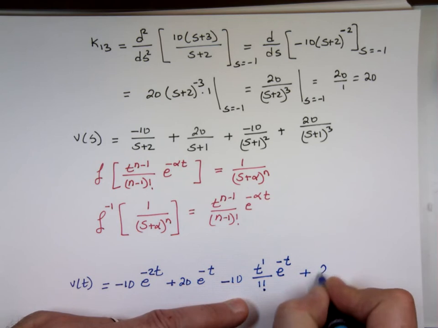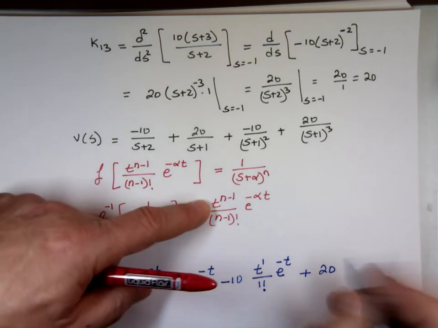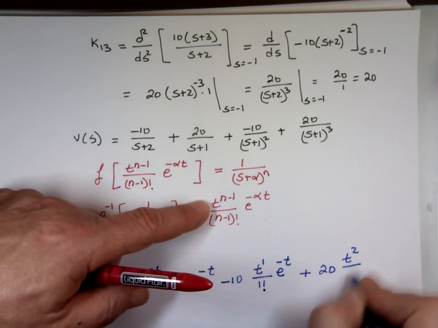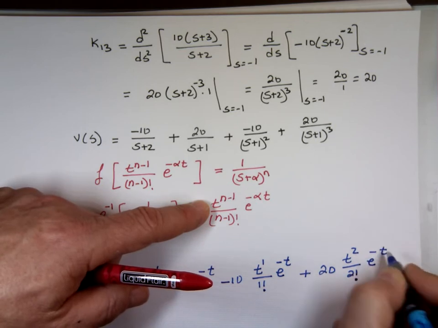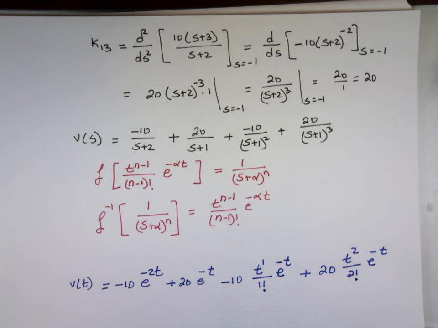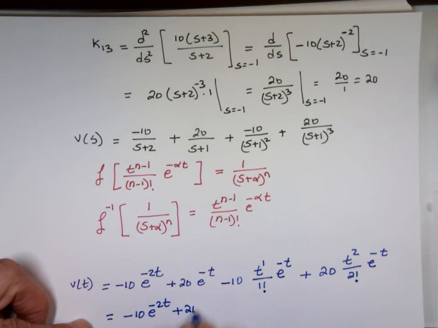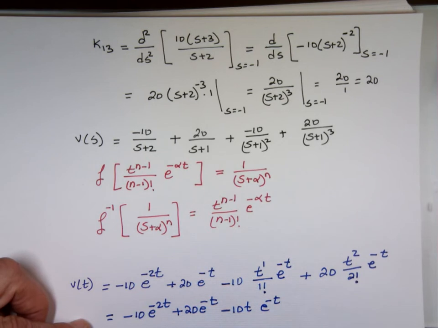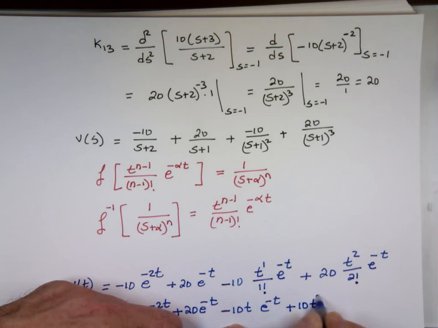Here's the 20. Let's do this one. For this one, n is 3. So it's going to be t squared divided by 2 factorial e to the power of negative t. And now all I got to do is just clean it, and I got my answer. One factorial is 1, that's negative 10 t e to the negative t. 2 factorial is 2, that would be positive 10 t squared e to the negative t.